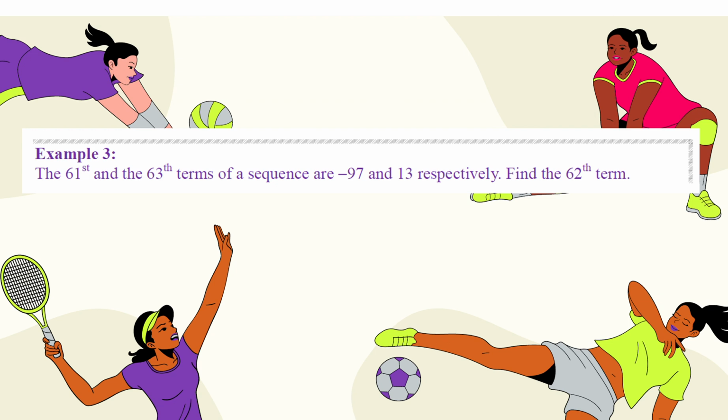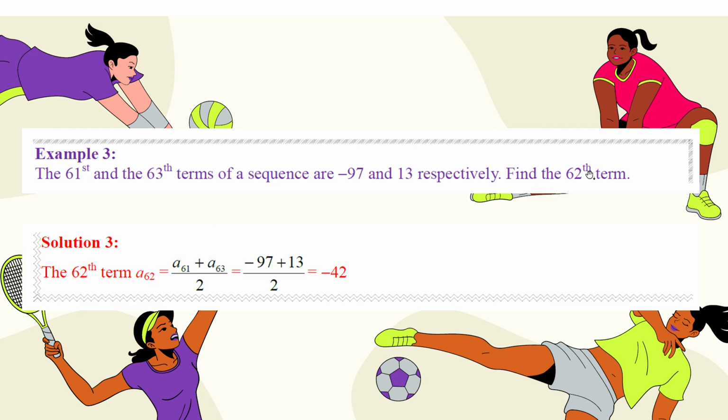Yes, arithmetic mean, right? The 62nd term is just the arithmetic mean of these two terms. Add them together and divide by 2. Negative 40. Easier, much easier than finding A and D, okay?